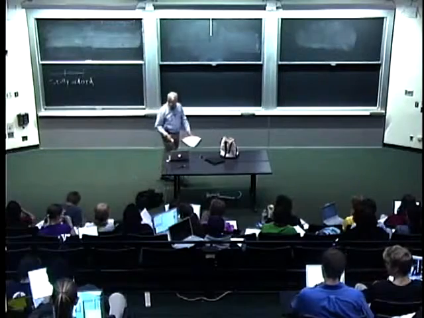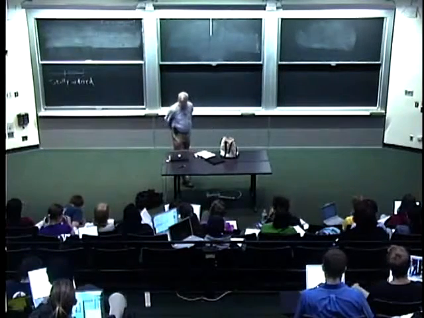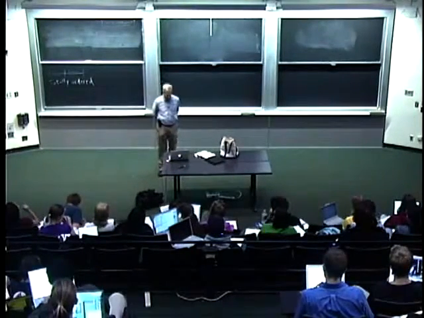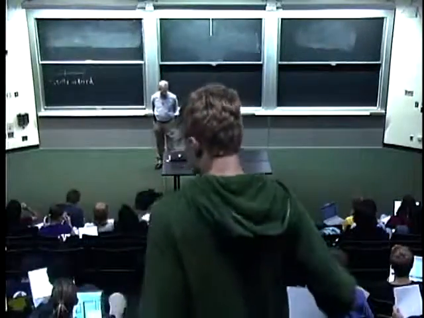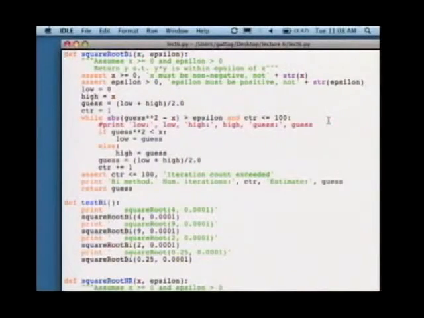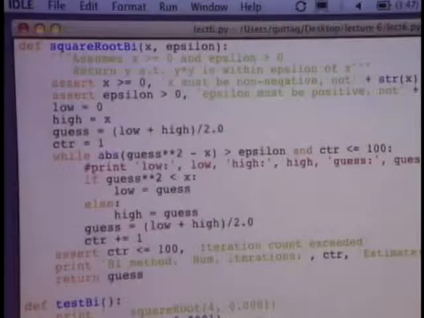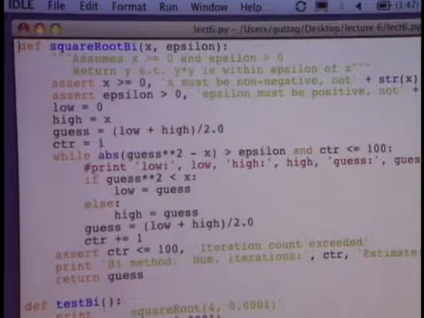I've got the code up for you. I want you to notice the specification at the start. We're assuming that x is greater than or equal to 0 and epsilon is strictly greater than 0. And we're going to return some value y such that y squared is within epsilon of x.